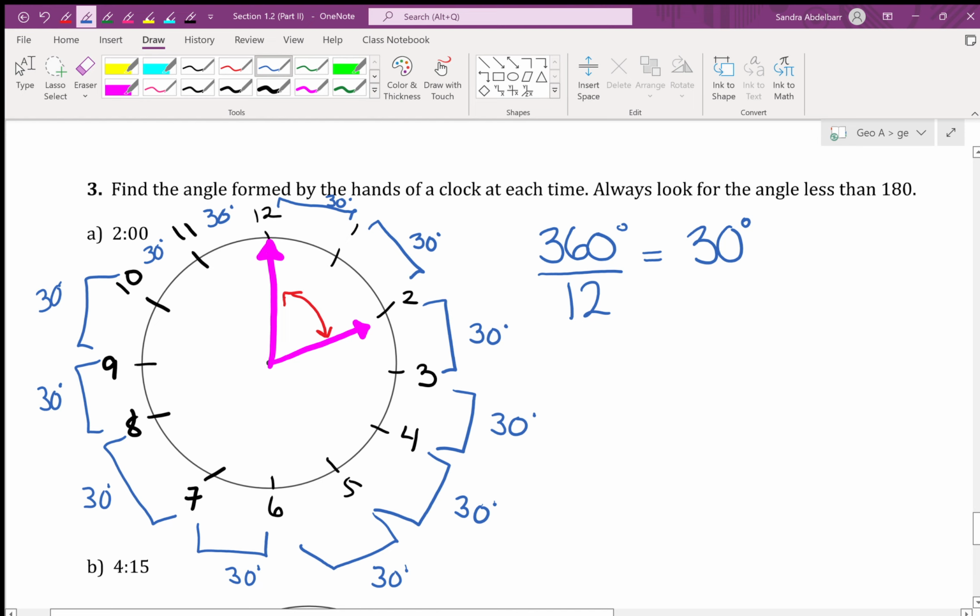So at 2 o'clock, how many of these 30s are incorporated into the angle? Oscar. Two. So at 2 o'clock, the angle is how many degrees? 60 degrees. And that's our answer there.